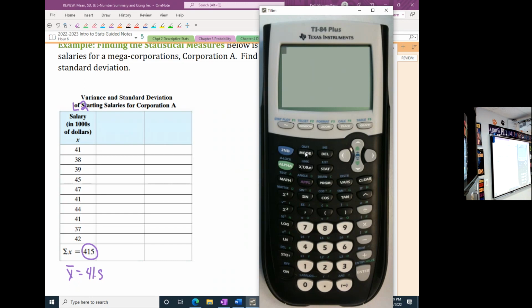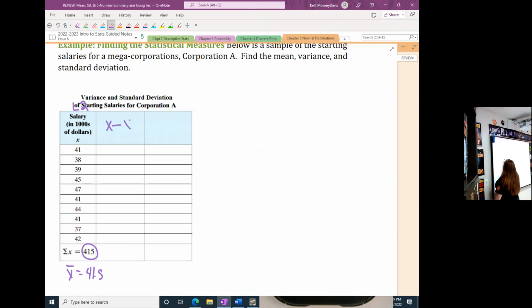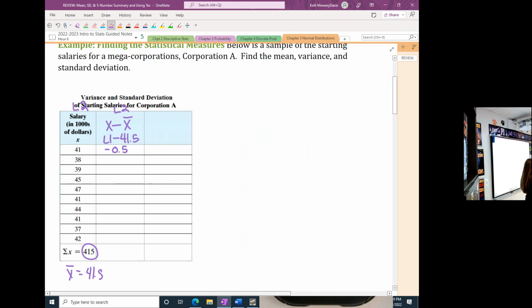What do we do in the L2? Yes, what did you put in L2? L1 minus 41.5 is put in L2. Very good. So we took X values and we subtracted our mean. Those are called our deviations. Specifically, we took L1 minus 41.5 and put that in L2. So you should have things like negative 0.5 and 2.5s, 3.5s, and things like that. Okay, what do we have to do in the next column then?